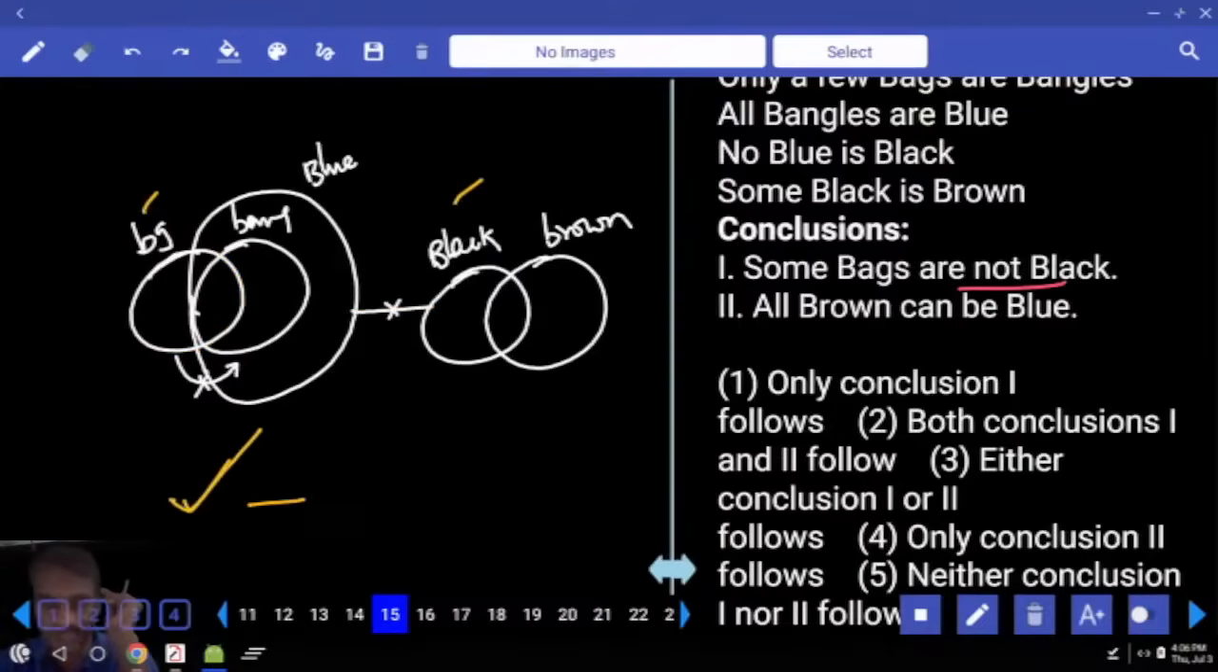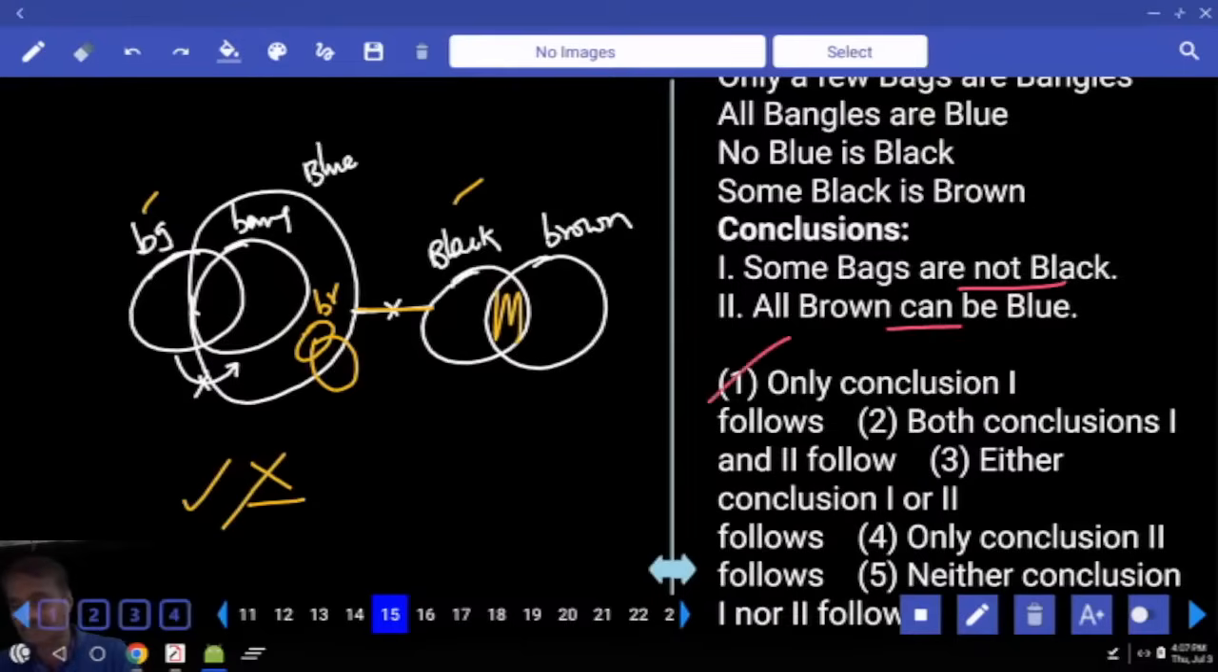100% definitely true. The next one, all brown can be black. Now, this entire brown can be black or not? Can I write brown like this? Yes, it is possible. Clear? All brown can be black. Now, all brown can be blue or not? No. Can we write brown like this? If you write brown like this, some black is brown is true. If some black is brown, then no black is blue will become false. Statement invalid. Hence it is not possible. What is your answer? Only one, choice 1, question 15.